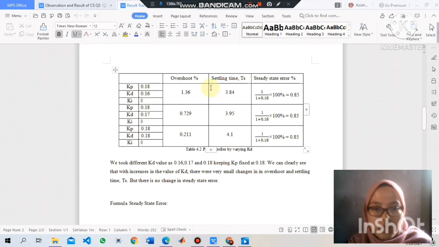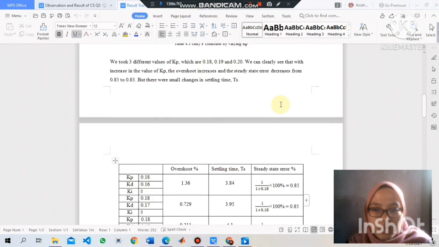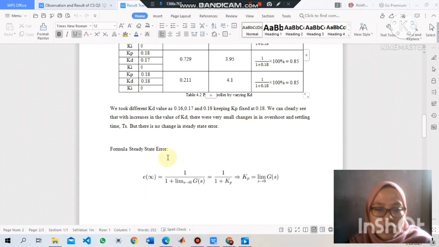When we simulate the transfer function, we calculate the overshoot percentage, the settling time, and also the steady state error. From this table, we can clearly see that with the increase in the value of KD from 0.16 to 0.18, there are very small changes in the overshoot and settling time, but no change in the steady state error. So, how do we get the steady state error percentage? We use the formula 1 over 1 plus KP.